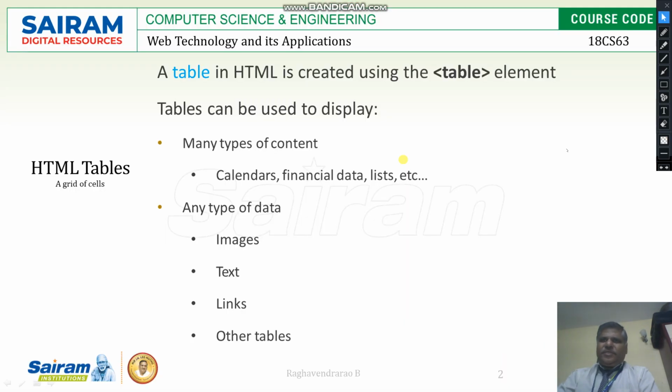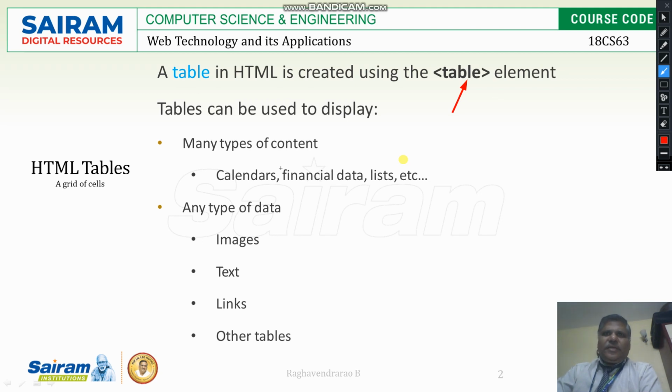So let us see what this table is. The table which you are going to see is created in HTML using the table element. You can see it like this. It is written in a tag, with a less than symbol and a greater than symbol, and under that the table exists. So it is a table element.